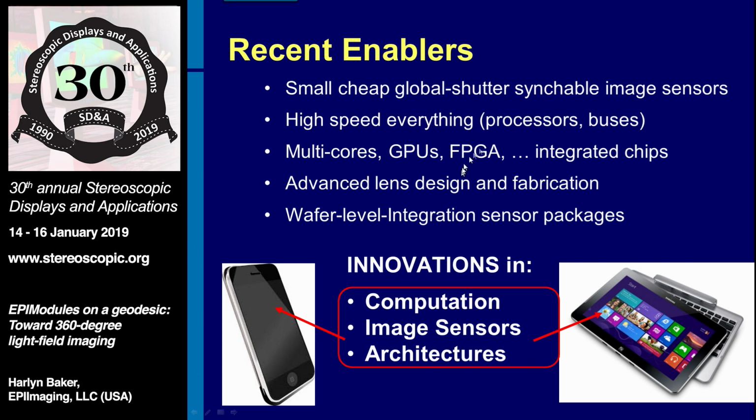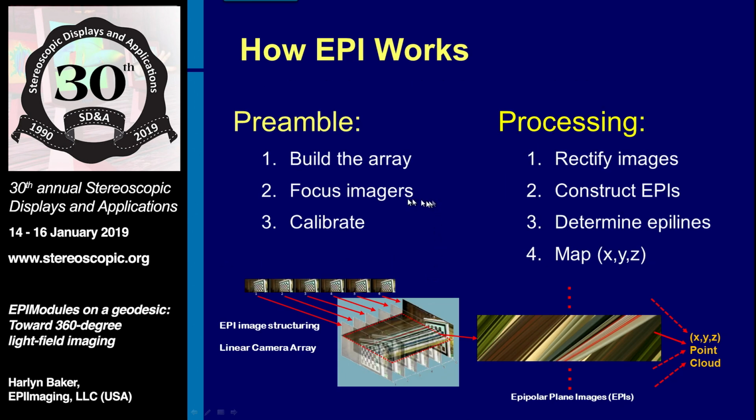What we needed to build this was cheap, small, global shutter synchronizable sensors. Everything else is falling in line with fast buses and multi-core, mixed-core GPUs, FPGAs, all those integrated chips. Lenses have become extremely good and very low cost through advanced computer design. That's been a big advantage. Wafer level integration is making sensors with lenses on them that are like a millimeter cube. So there's no reason to worry about any of these factors anymore, and we can boldly go into the world of multi-cameras.